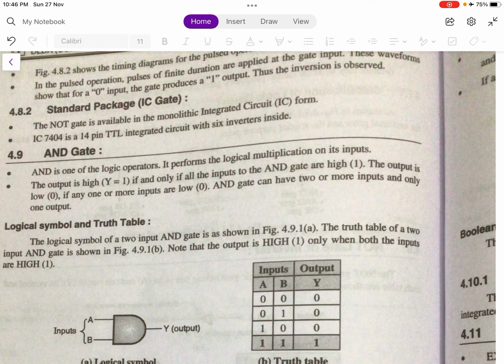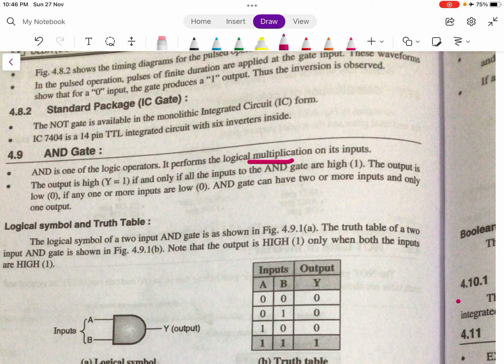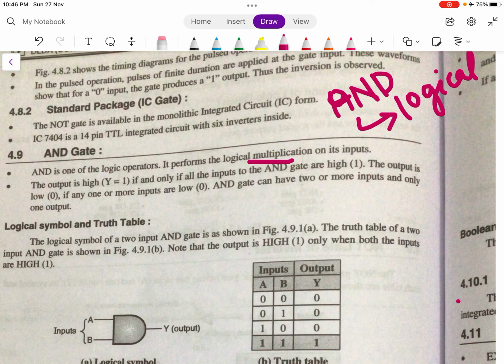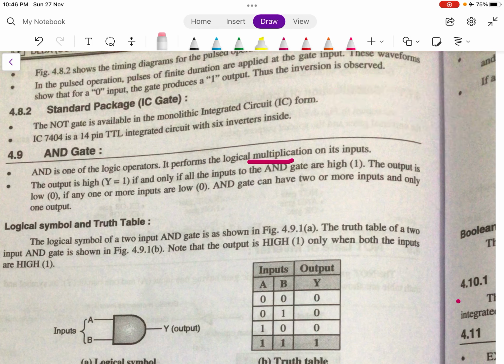Next is the AND gate. AND is one of the logic operators. It performs the logical multiplication on its inputs. So your AND gate performs which operation? Logical multiplication. The output is high, Y equal to 1, if and only if all the inputs are high. So when is Y equal to 1? If all the inputs are high. If A and B are both 1, then only the output Y is high.